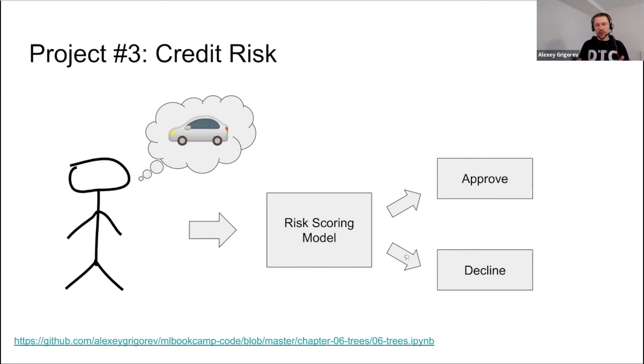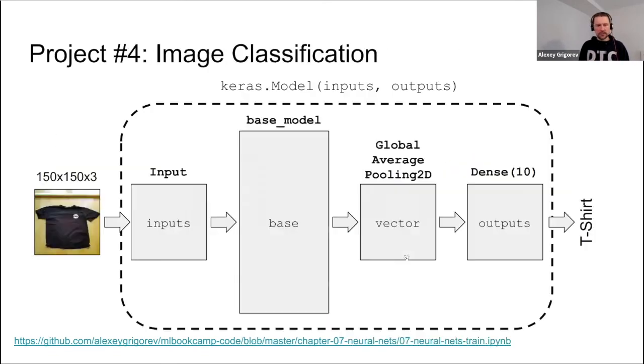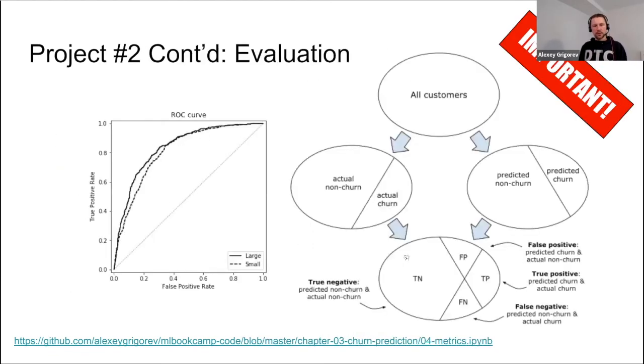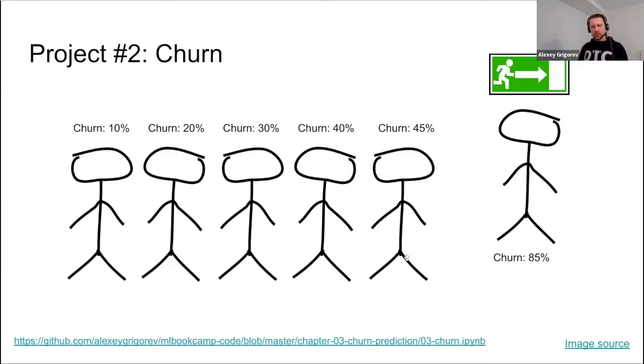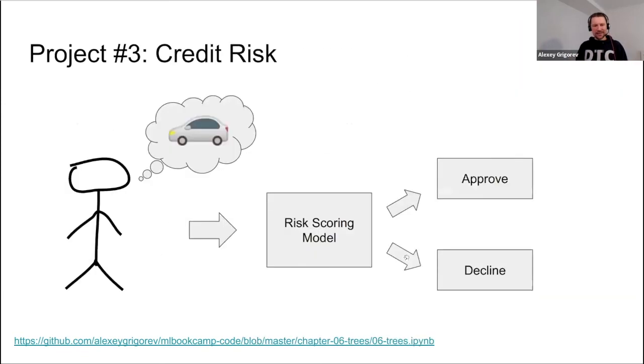So in this churn model, you can actually learn logistic regression. This is a type of model for doing binary classification. And in this credit risk project, you can learn a different type of model. It's called tree-based models: decision tree, random forest, and all these things.